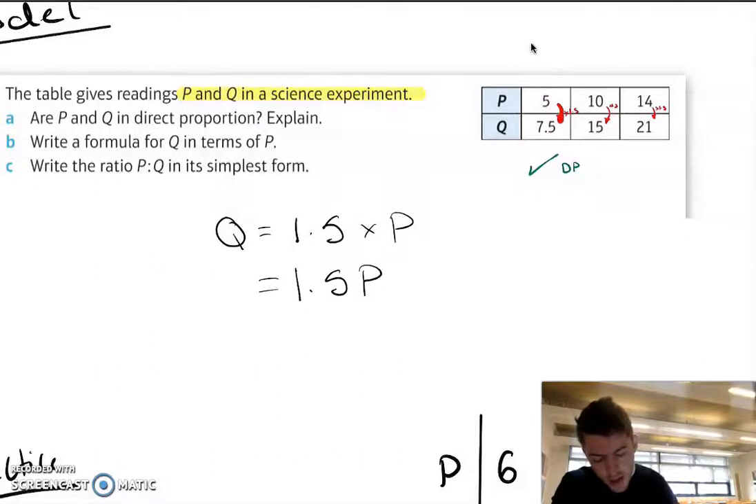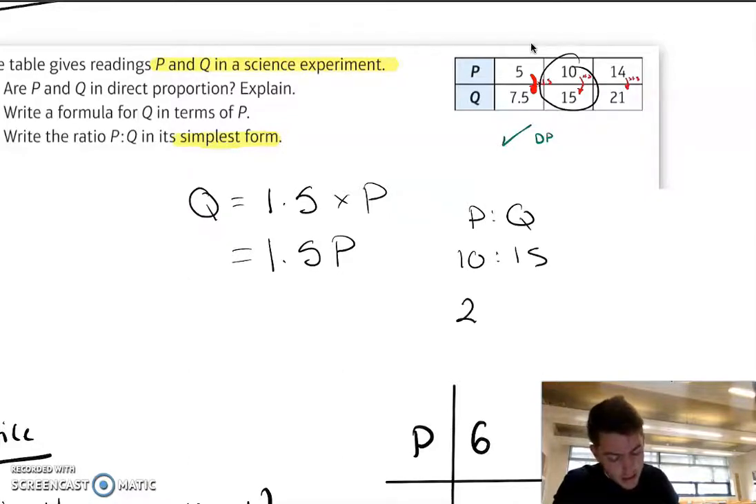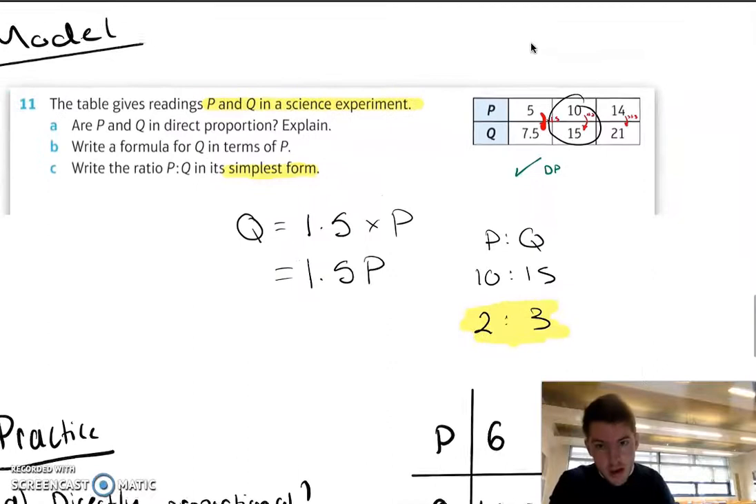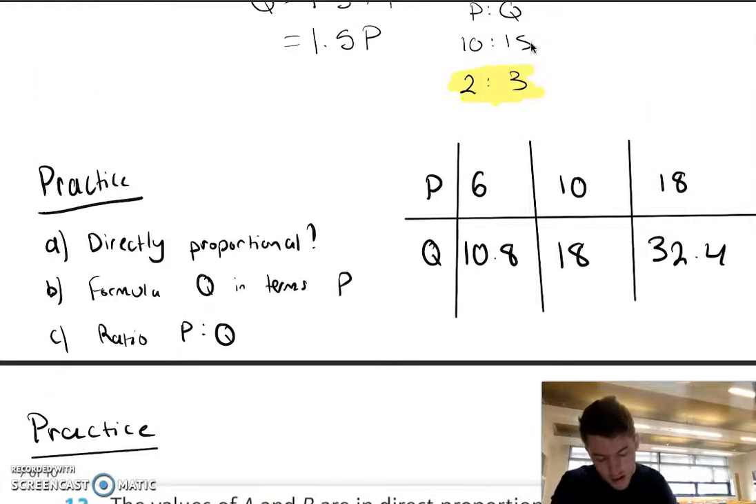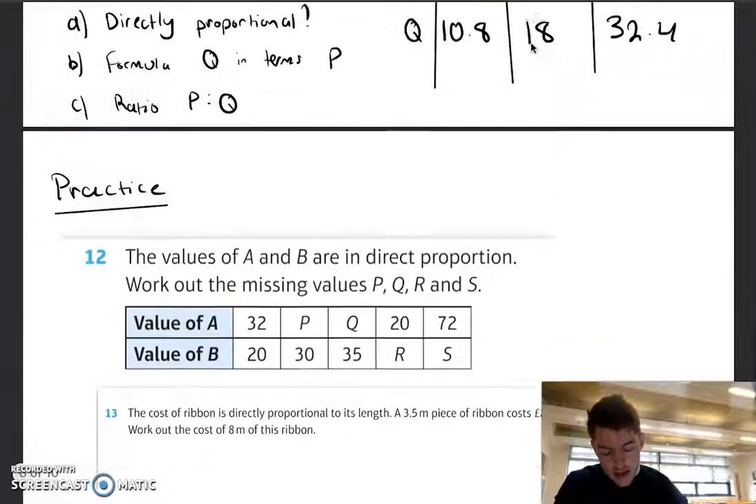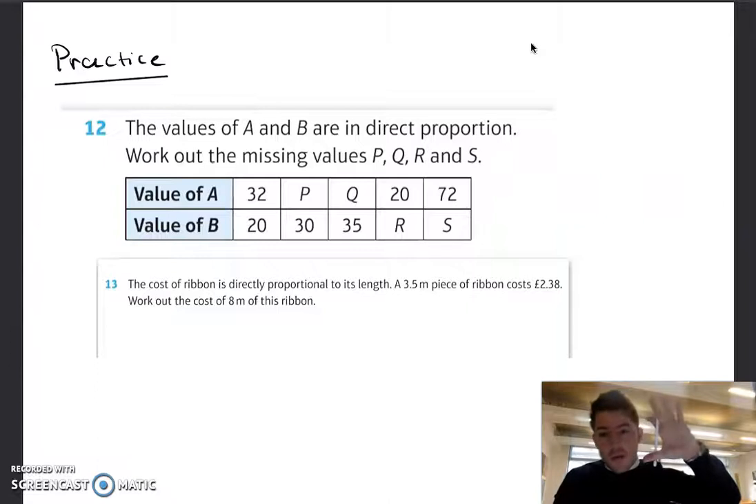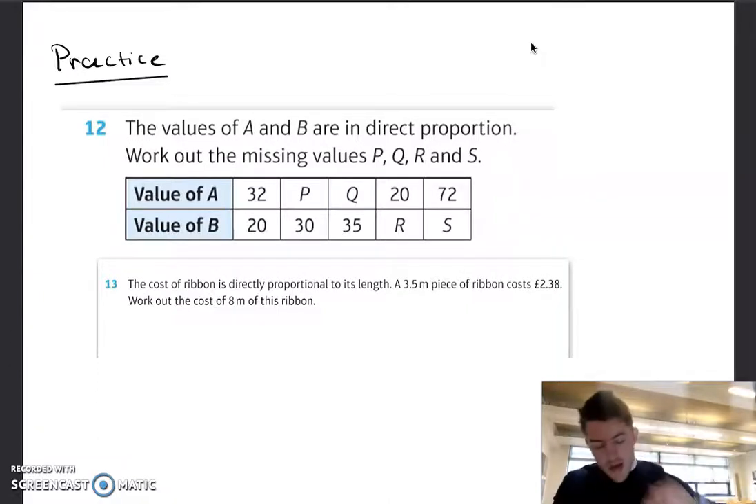Okay, ratio of P to Q in its simplest form. When we do simplest form, it has to be whole numbers. So let's have a look at it. P to Q is 10 to 15, and I can simplify that down to 2 to 3. So there is our ratio in its simplest form. Okay, you've got a practice question here. Same thing, P and Q, different numbers. Are they directly proportional? What's the formula of Q in terms of P and the ratio, please? Again, we've got some more practice questions. Again, Google Doc or on paper, get them written, show me your answers.